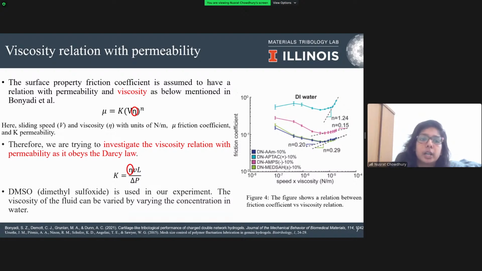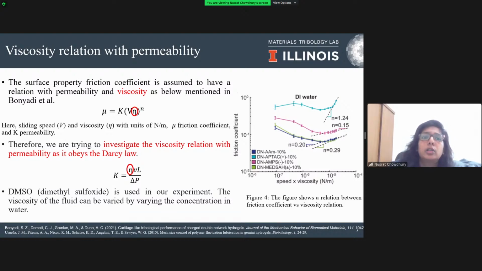For this, we are using DMSO in our experiment. We use the same experimental setup, but substituted water with DMSO. The viscosity of the fluid was varied by varying the concentration of DMSO in water. The experiments are ongoing. We hope to find some valuable findings from these results and present them to you in the future.